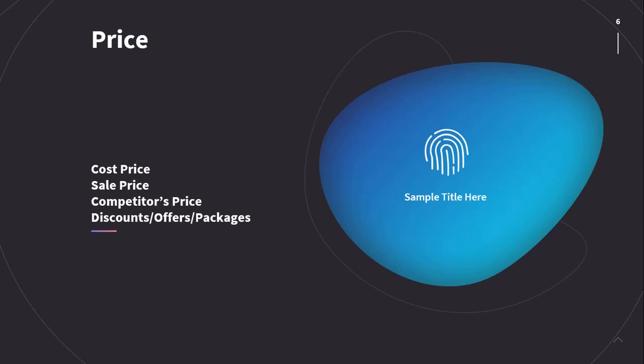After that, there are packages. You can make packages, like buy one get one free. That is a package, as well as an offer, as well as a discount. So these are kinds of packages. That was it about the price in the product mix.